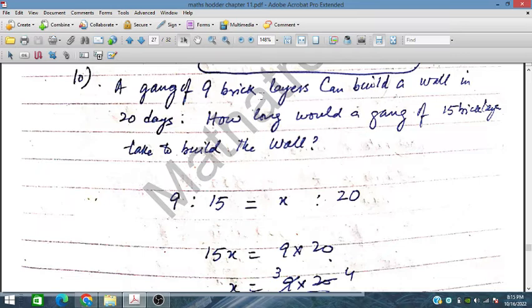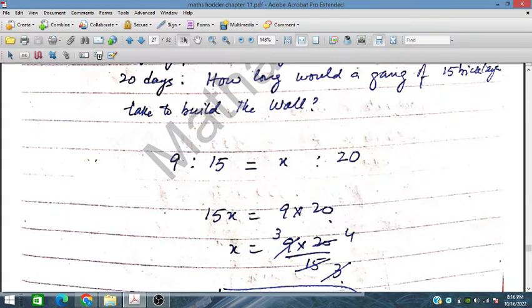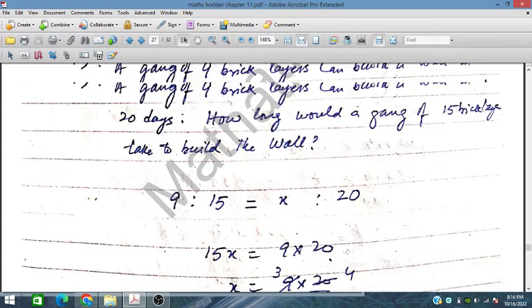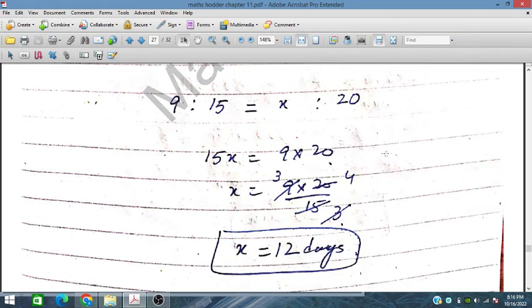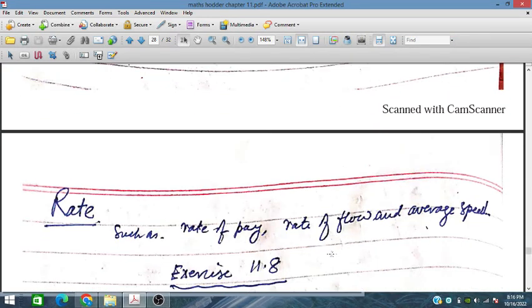A gang of 9 bricklayers can build a wall in 20 days. How long would a gang of 15 bricklayers take to build the wall? So the ratio is 9 bricklayers to a gang of 15 bricklayers. So this is 9 by 15, and it is x by 20. So this is 12x. Because 9 bricklayers build it in 20 days, 15 bricklayers will build it in much fewer days. So it would be 12 days.